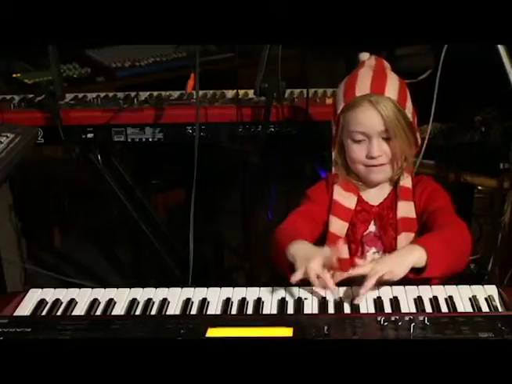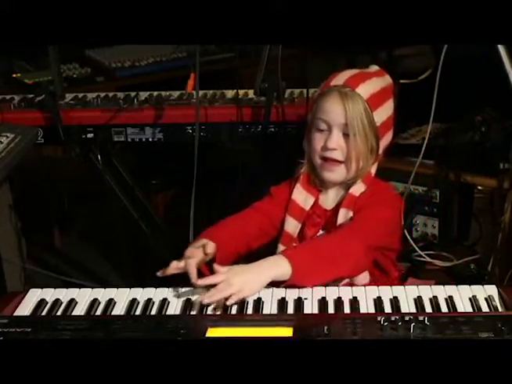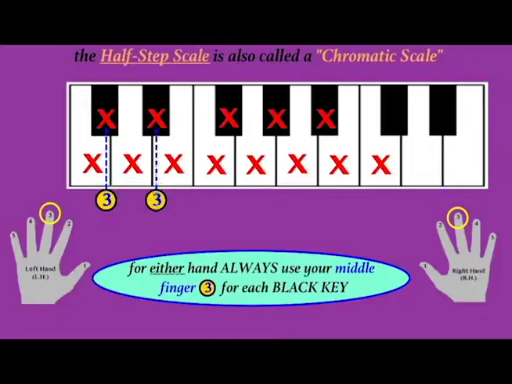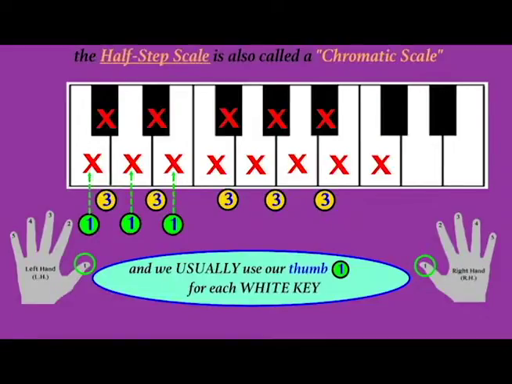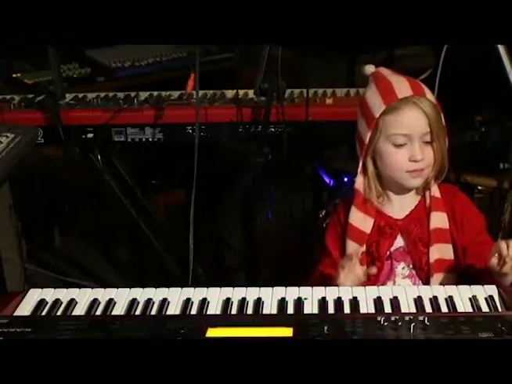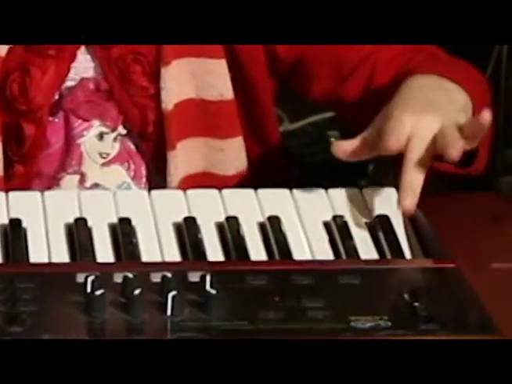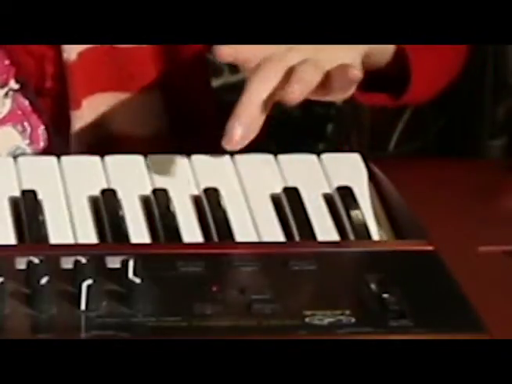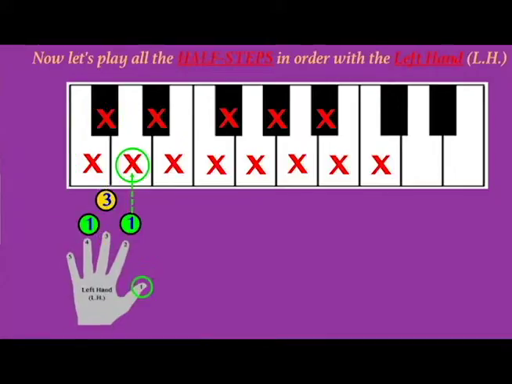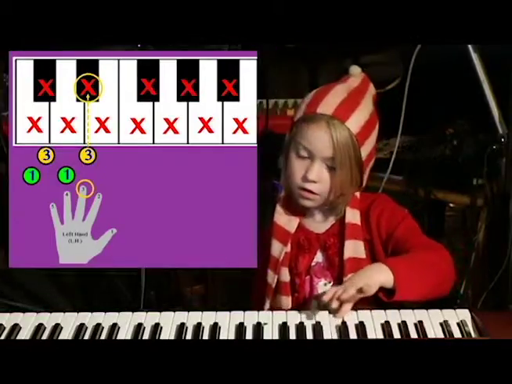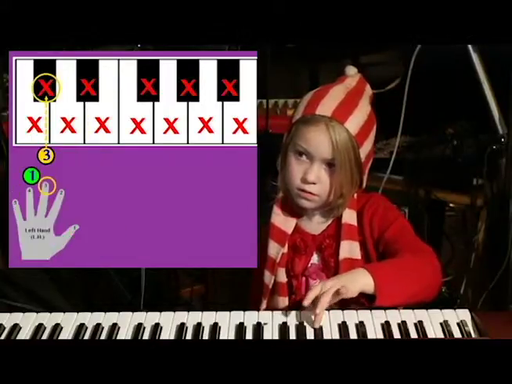Okay. Now this gets a little tricky. See that? We got 3, 3, 3, 3, 3 on all the black keys. Now, most of the time, we're going to use our thumb for each white key. So try to do that thumb on that key, and then go to the 3, right? Now, there's only one problem. See how we go thumb, 3, thumb, 3, thumb?